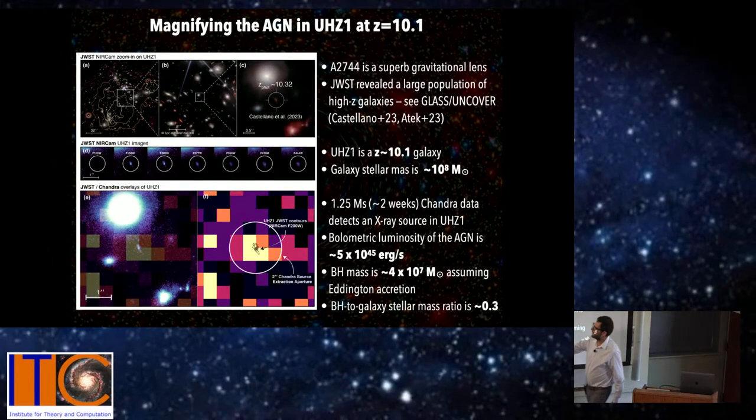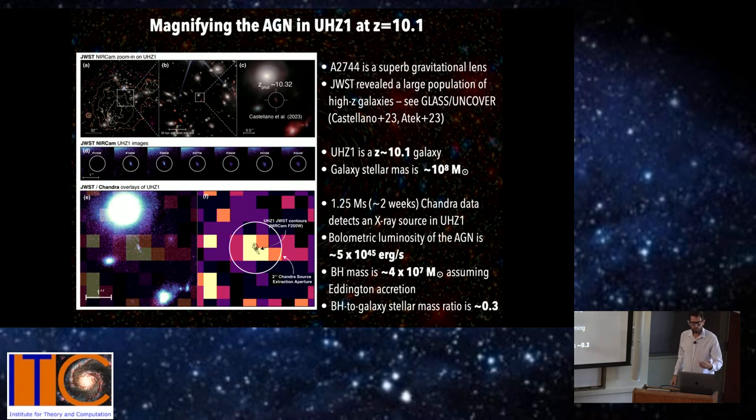On the top here you see the JWST NIRCam images. This is ABELL 2744. You zoom out, and this little smudge here, as you can see, is a galaxy. It's shown as redshift 10.3, but I'm going to show that it's in fact at redshift 10.1. And this is a typical dropout galaxy. You see that in the blue band, it disappears. If you zoom in or look at the paper, you can see that this galaxy actually has some interesting structure, so it might even be a merger. So this is a redshift 10.1 galaxy. The stellar mass of the galaxy is 10 to the 8 solar masses.